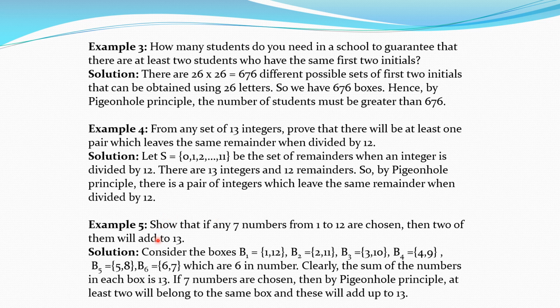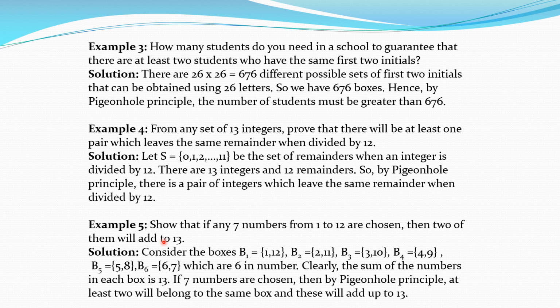Now the next example: show that if any 7 numbers from 1 to 12 are chosen, then 2 of them will add to 13. Here we are taking numbers from 1 to 12, that is 1, 2, 3, 4, 5, 6, 7, 8, 9, 10, 11, 12. From these numbers, you have to select any 7 numbers, but by randomly selecting any 7 numbers each time, we definitely get one pair whose addition is equal to 13.